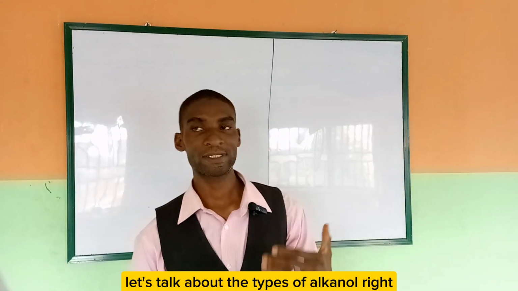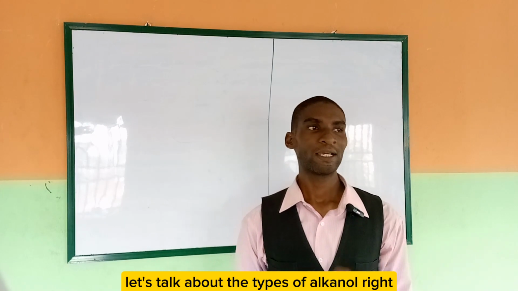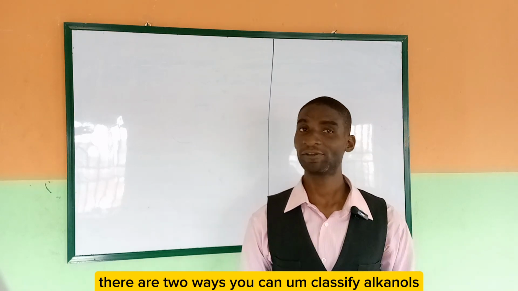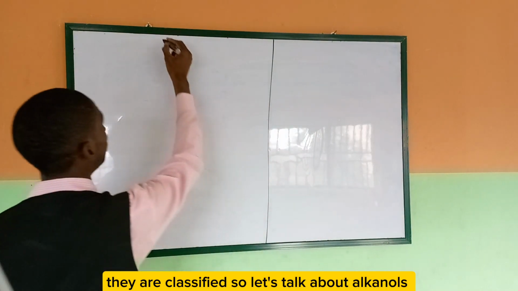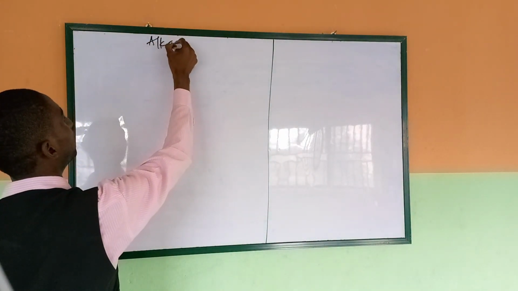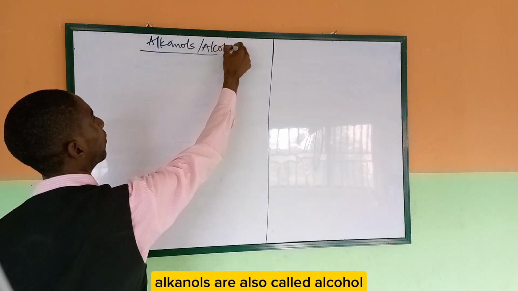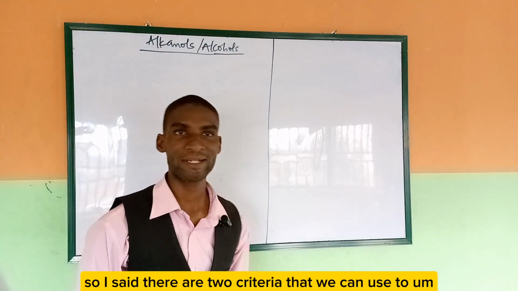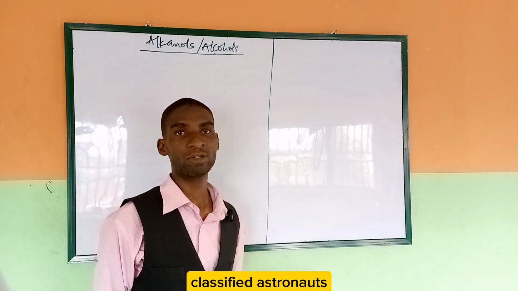Let's talk about the types of alkanol. There are two ways you can classify alkanols. Alkanols are also called alcohols. So I said there are two criteria that we can use to classify alkanols.